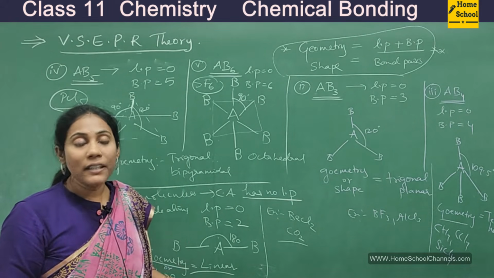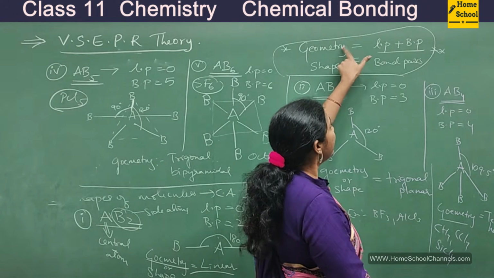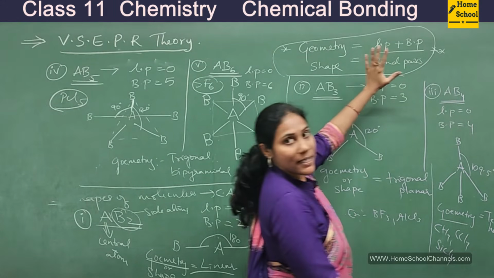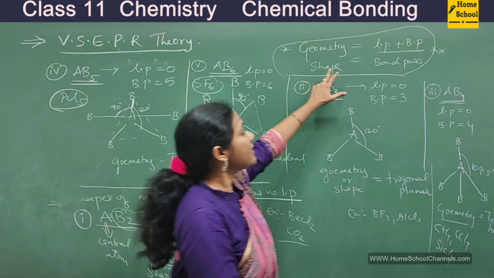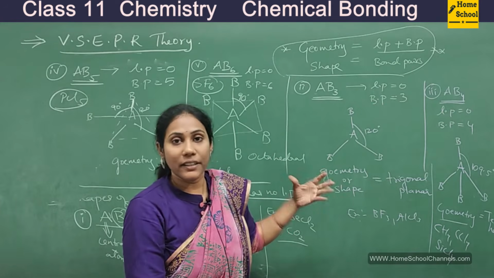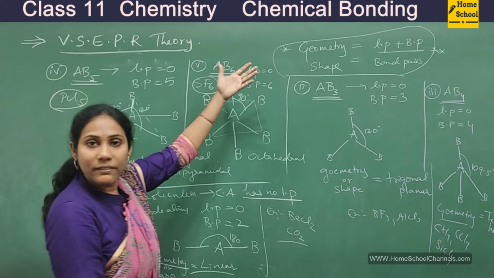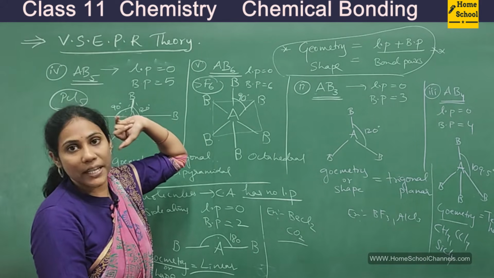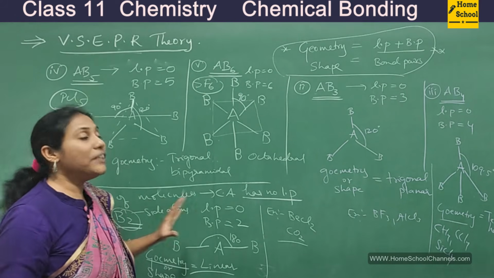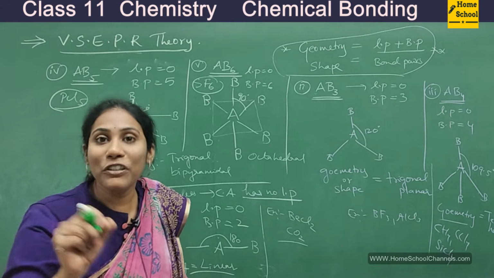So always remember, geometry is decided based on the orientation of both lone pairs and bond pairs, and shape is always decided only based on the bond pairs arrangement. Since here the lone pairs are 0, the geometry is equal to the shape. So both geometry and shape have a common meaning here. Now we will go for the other section of molecules where we have lone pairs.